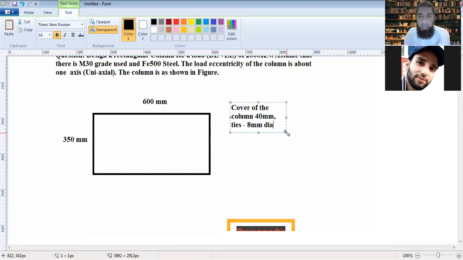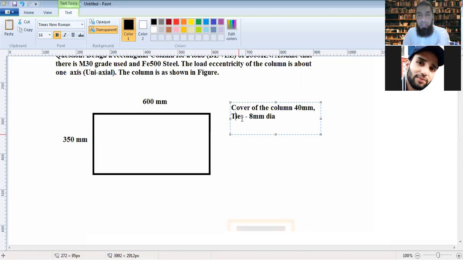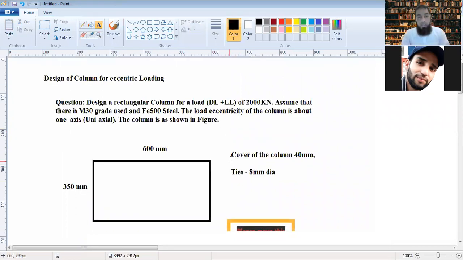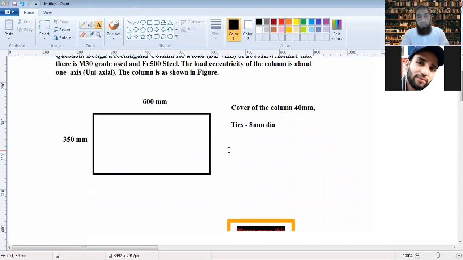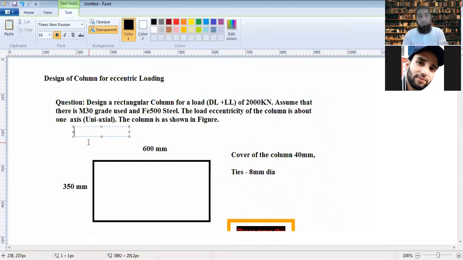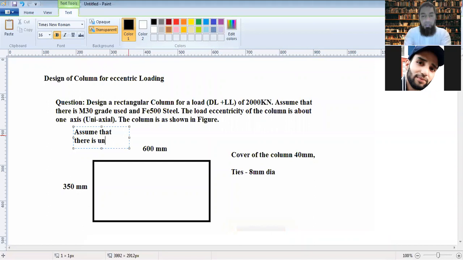Now where did the dimensions come from? It's actually that the beam has already been placed, so the column dimension is thereby fixed. So now in this case, we are assuming that it's under a uniaxial eccentricity in the column.